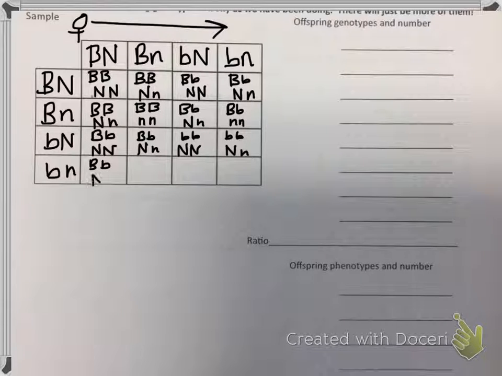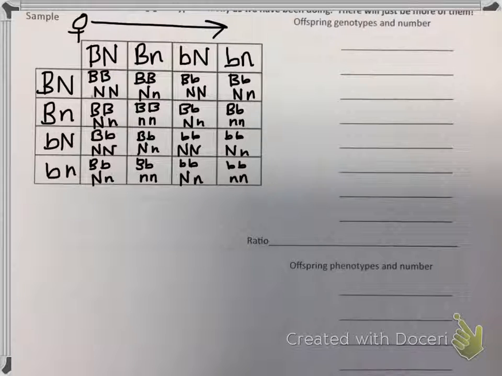Big B, little b, big N, little n. Big B, little b, little n, little n, little n. Little b, big N, little n. Little b, little n, little n. Whew, that was exhausting. You might have guessed this. We have to do ratios.